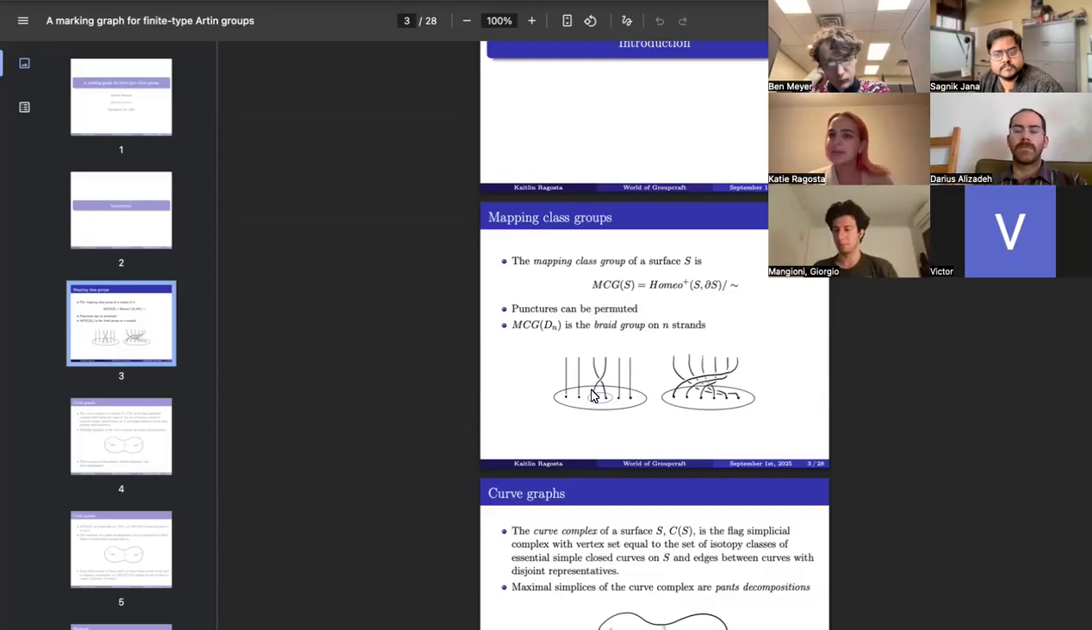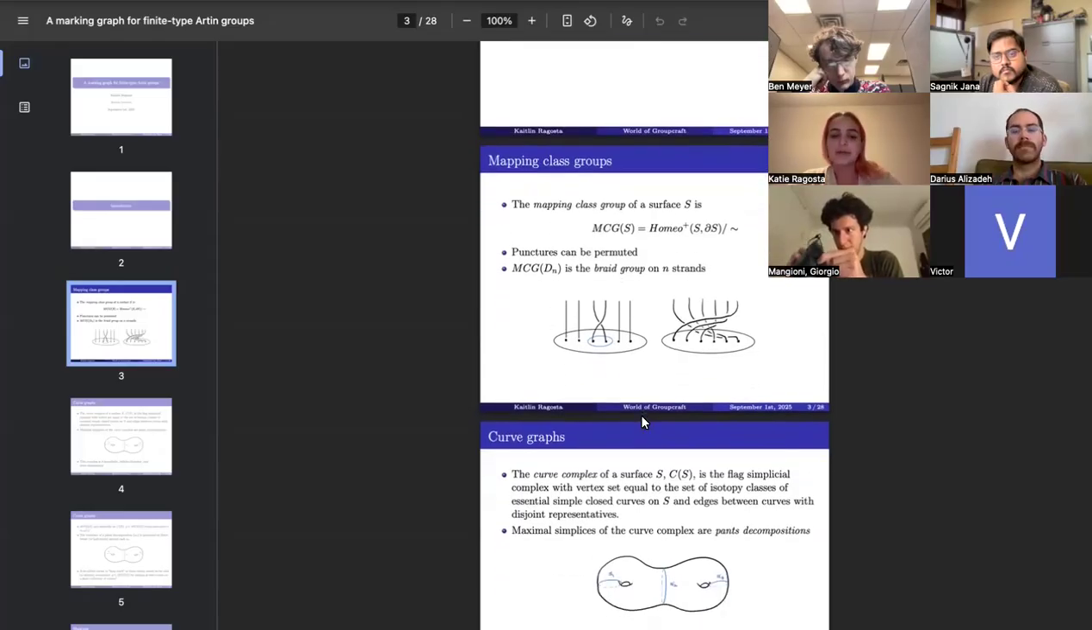And to see where the name comes from, you can imagine some strings coming up from the punctures on the disk. And as I do elements of the mapping class group, which move the punctures around on the disk, that's going to create some twists in those strands, which are called braids. Okay, so that's the mapping class group.